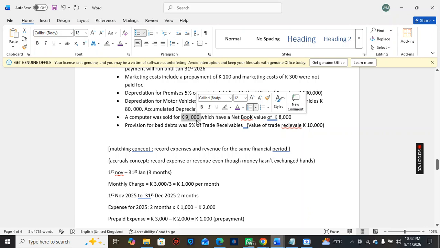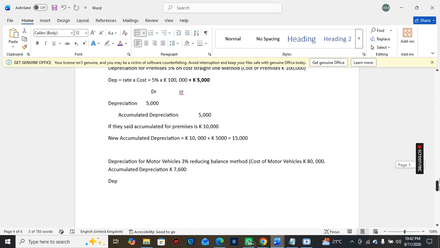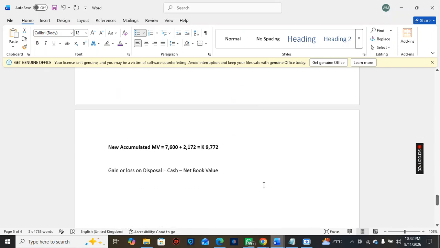They made a gain. The 9,000 was the cash that was received, okay? So you're going to say 9,000, how much we received for the computer, minus 8,000, how much the computer was worth. If this is a positive value, then you know it's a gain. If it's a negative value, then you know it's a loss. So 1,000 gain. Okay.